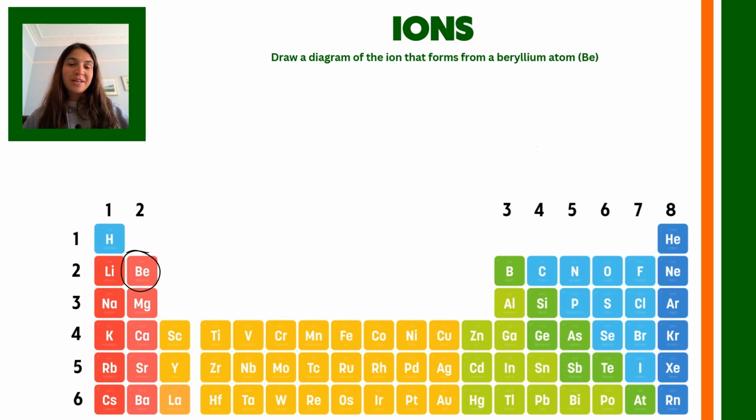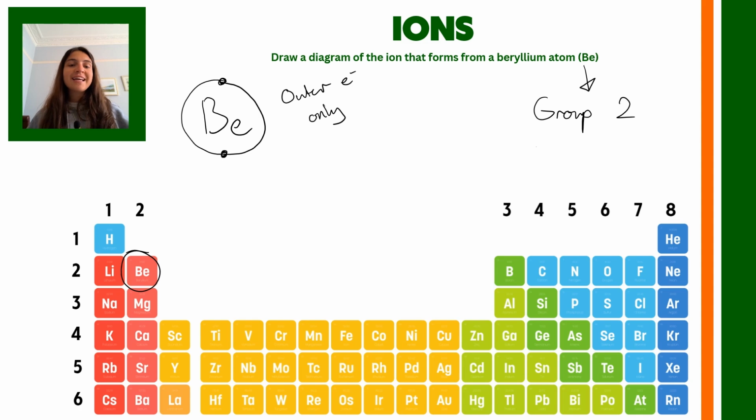Okay, now to look at some questions about forming ions. So I'm asked to draw a diagram of an ion that forms from a beryllium atom, Be. Okay, so maybe a couple of things to note first. First thing is that it is in group 2, okay? And that is telling me that there are 2 electrons in its outer shell. Next thing I could notice it's on the left-hand side of my periodic table, and therefore it is a metal.